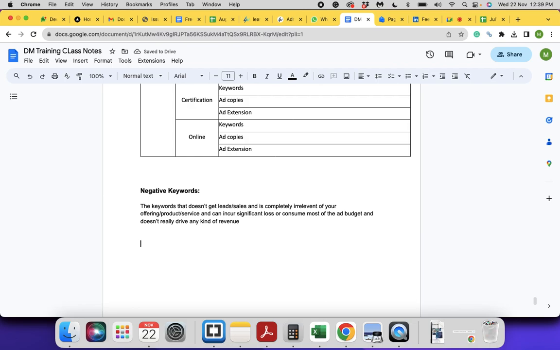So this way negatives can be applied at the account level. These are basically applicable to all the campaigns. That's what account level means.